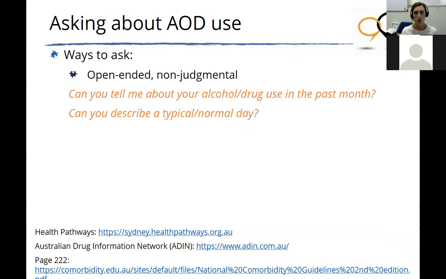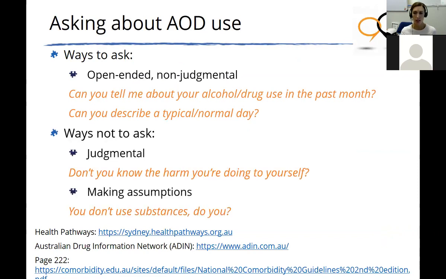And some examples of ways to ask about AOD use include asking open-ended, non-judgmental questions such as, can you tell me about your alcohol or drug use in the last month? It can also be useful to ask the client to describe a normal day in order to try to help them evaluate the ways in which their AOD use affects their health, relationships, legality and livelihood, like their finances and work. And more detail about the typical day can be found in the hyperlink, which I've put on the bottom of the screen there.